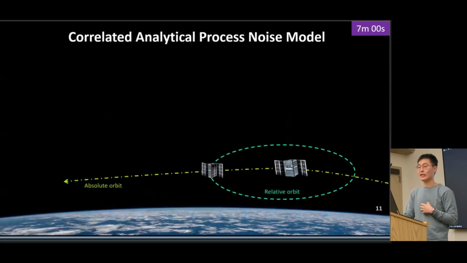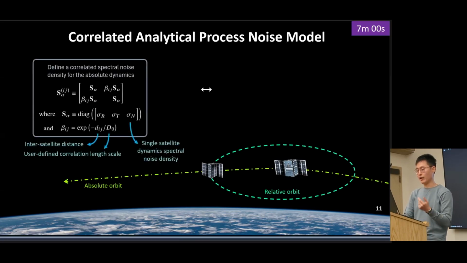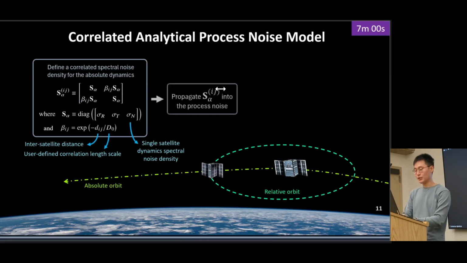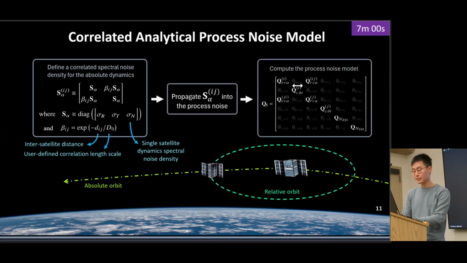We also developed a correlated analytical process noise model for relative dynamics in Cartesian space. This is built on the insight that nearby spacecraft in proximity should experience correlated perturbations. This means that within the filter, any modeling errors in gravity, drag, or solar radiation pressure, etc., should also be partially shared. And so we define a spatially correlated spectral noise density matrix, which is propagated to yield the full process noise matrix that reflects these dynamics correlations.